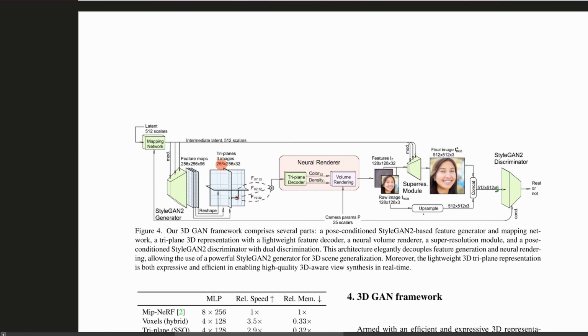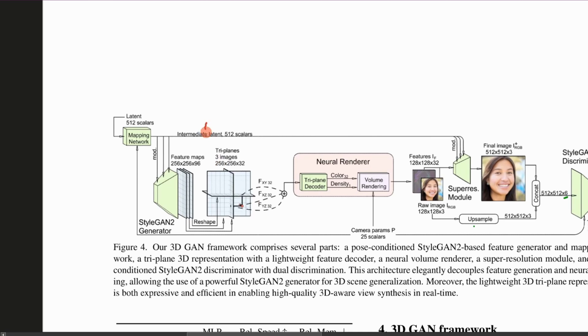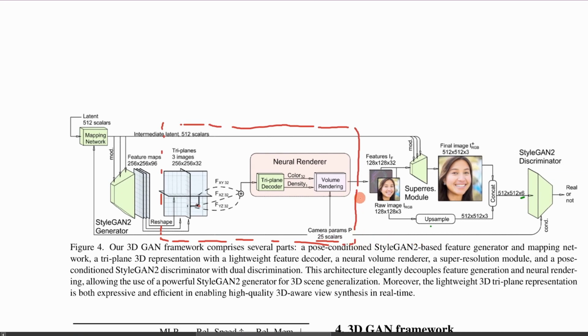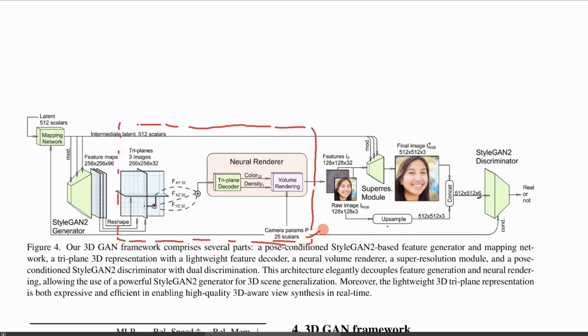I've explained, we now understand this part here. We understand this whole part of the pipeline. So let me encircle it, square it here, whatever the name is. So you can see we have these 3 planes. We get the color and the density, and because we have the camera parameters, 25 scalars, we can render the image from whatever pose in the scene. So that part we understand. And by the way, it's 25 because it's 16 for the extrinsics matrix, plus 9 for the intrinsics matrix.